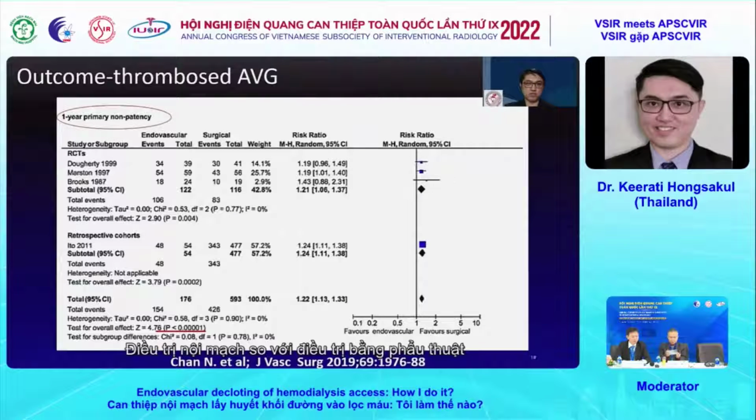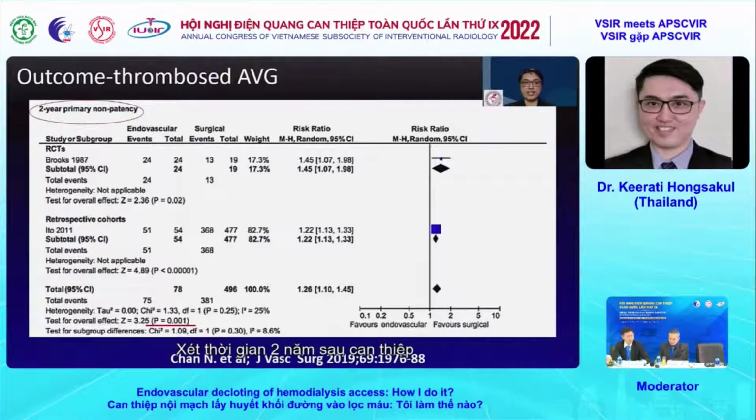However, a meta-analysis and review showing the outcome of AVG treatment with endovascular compared with surgical treatment found that at 1 year, primary non-patency was found most in the endovascular treatment. The meta-analysis concluded that 1-year primary patency is quite better in the surgical thrombectomy group. Again, it is the same at 2 years, primary patency is quite better in the surgical thrombectomy group than the endovascular group.